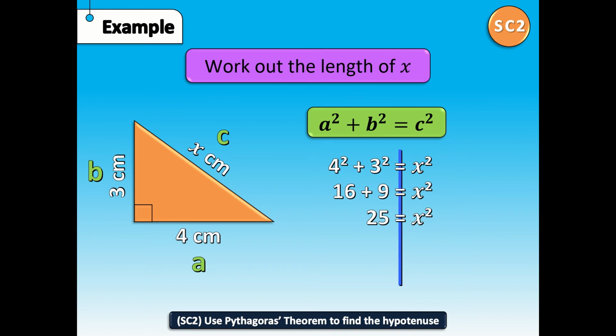So to find out x, I just need to square root that. So the square root of 25 is 5. Remember, the square root means what number times by itself makes 25, and the answer is 5. So the value of x must be 5.